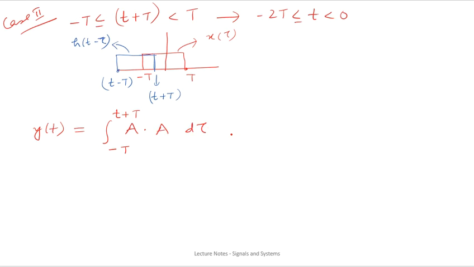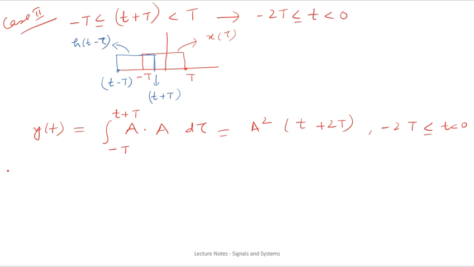Amplitude of both signals is A, so the answer will come as A squared times (t plus 2T) for this range.